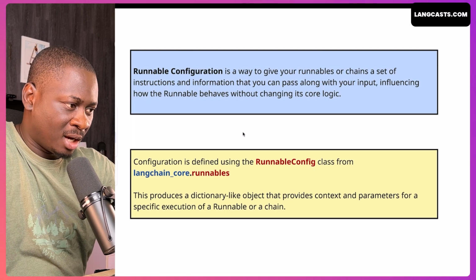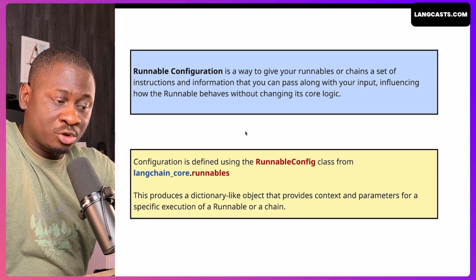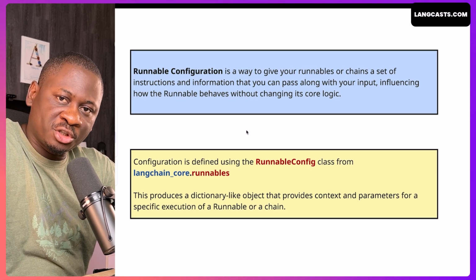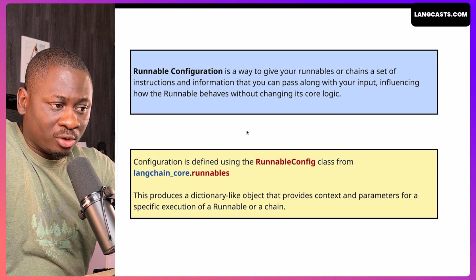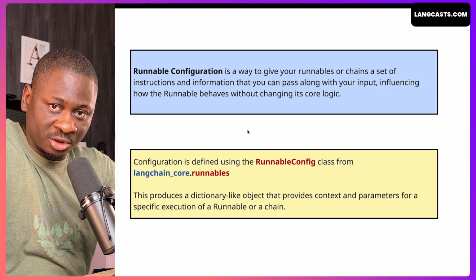So in this video, we're going to be learning about how we can configure our runnables. But what does that mean? What does it mean to configure a runnable? Now, the definition here says runnable configuration is a way to give your runnables or chains a set of instructions and information that you can pass along with your input, influencing how the runnable behaves without changing its logic.